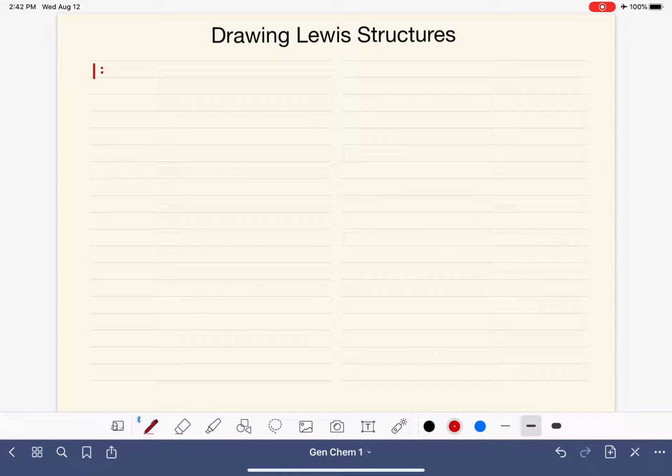I'm going to give you a series of steps to follow to draw a Lewis structure, and while I'm giving you those steps, I'm going to show you how to apply them. The example that we're going to be using in this video is the nitrate ion NO3-.